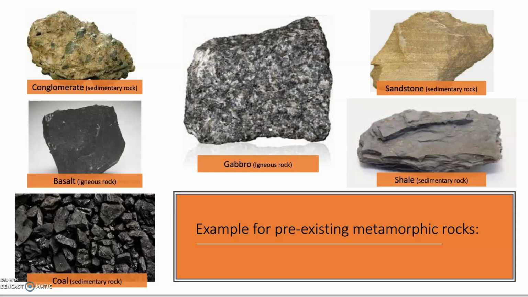So the first one is conglomerate, the second one is basalt, the third one is coal, the fourth one is gabbro, the fifth one is sandstone, and the last one is shale. So conglomerate, coal, sandstone, and shale are sedimentary rocks, while basalt and gabbro are igneous rocks.